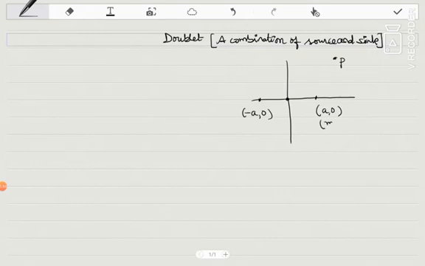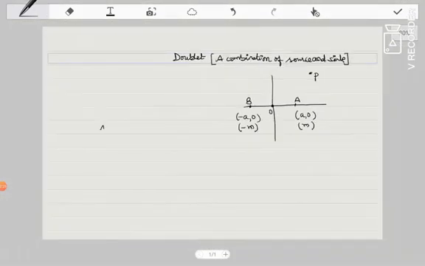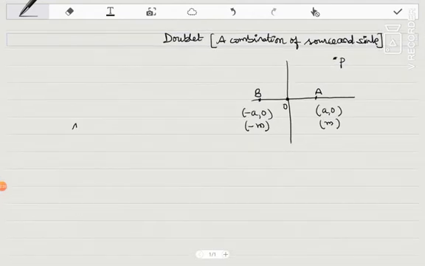Here we have a source of strength M and a sink of strength M. Whenever I write positive M, it simply means here is a source. Whenever I write minus M, it simply means here is a sink. Now let this point be A and this point be B. Then the combination AB, the distance AB, is denoted by say delta S.